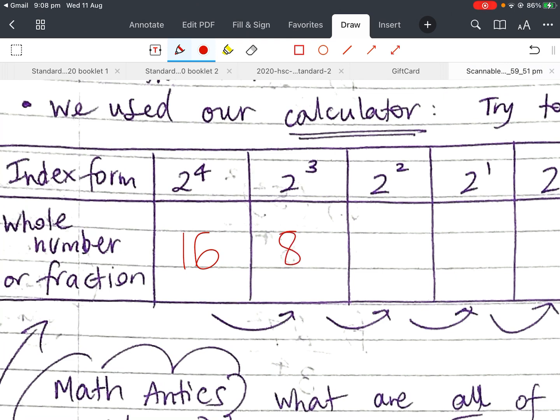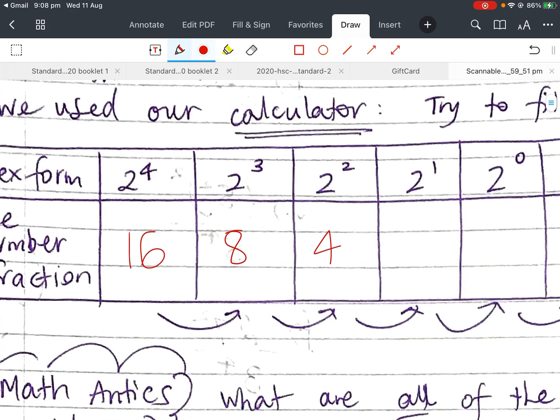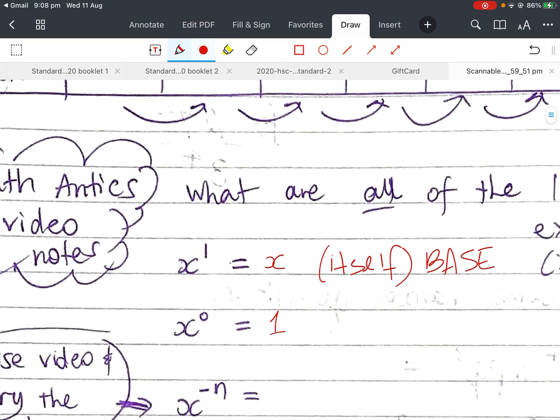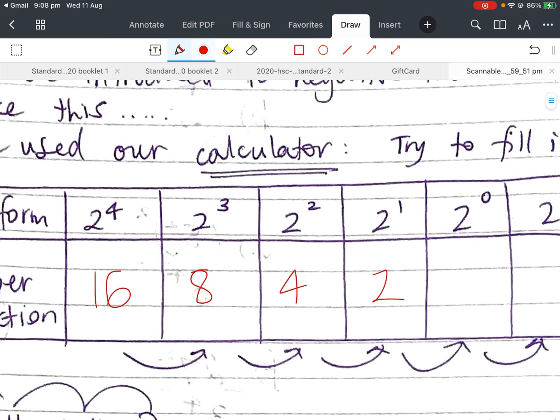2 to the power of 2, hopefully you all know 2 squared is 4. 2 to the power of 1, hopefully you just learnt anything to the power of 1 is itself. I'll write that there. Itself meaning whatever the base is. So 2 to the power of 1 is 2. Now 2 to the power of 0, we've just learnt anything to the power of 0 equals 1. So this one is going to equal 1.